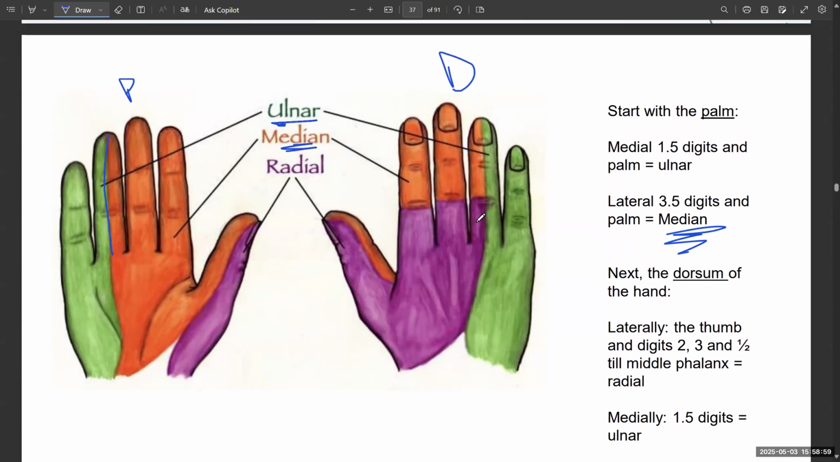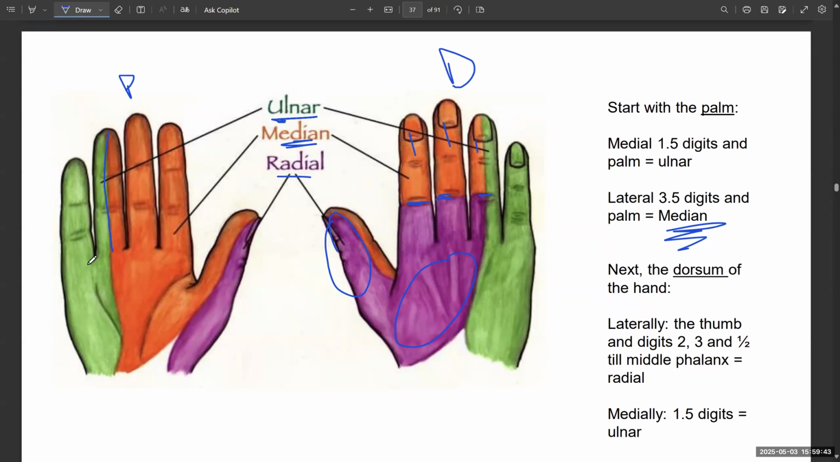Now, on the dorsum of the hands, laterally, you can see there's a lot going on here. The median nerve, which was orange, also supplies up to the middle phalanx. So this is the middle phalanx, and also the middle phalanx. So for the index finger, the middle finger, and half of the ring finger, you have median nerve innervation. However, from below the middle phalanx of the index, the middle finger, and half of the ring finger, and the dorsum of the thumb, and then this palm area, you have, what is this? The radial nerve.